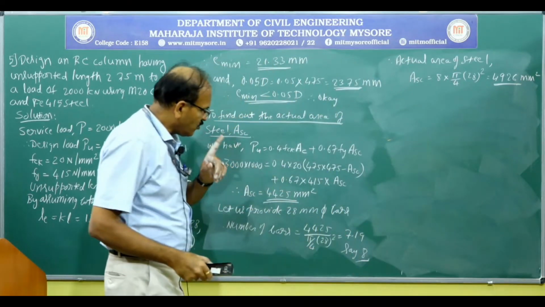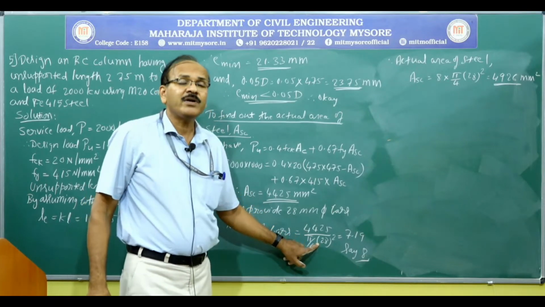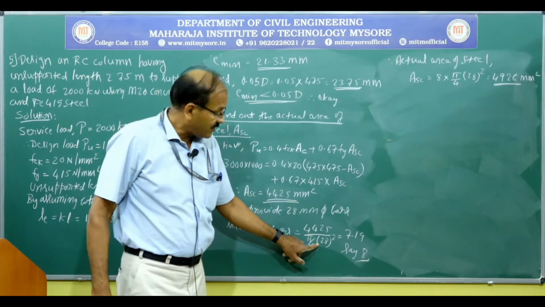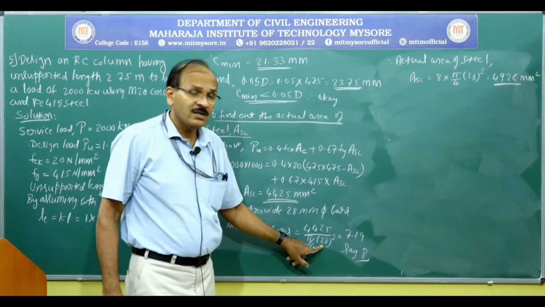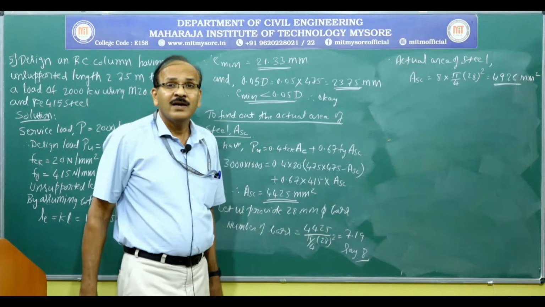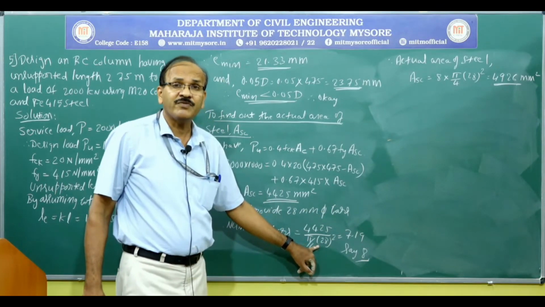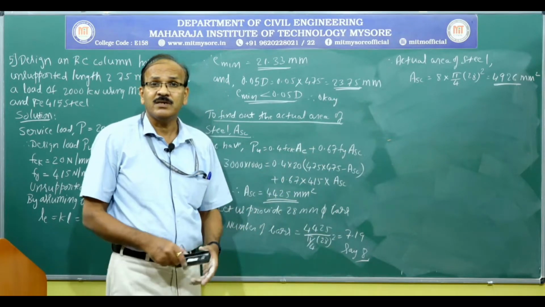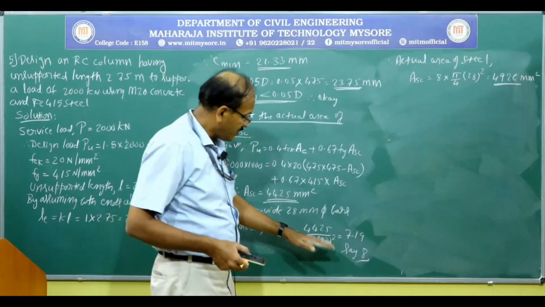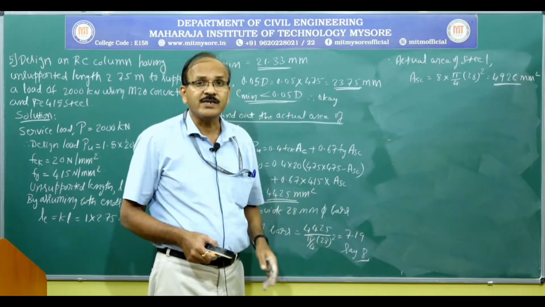So there is one more thing here. We don't know whether 28 millimeter diameter bars are existing in the market or not. If not, go for a different diameter of the bar, find out how many bars we need, then provide that many number. Here I am assuming that 28 millimeter diameter bar is available in the market.